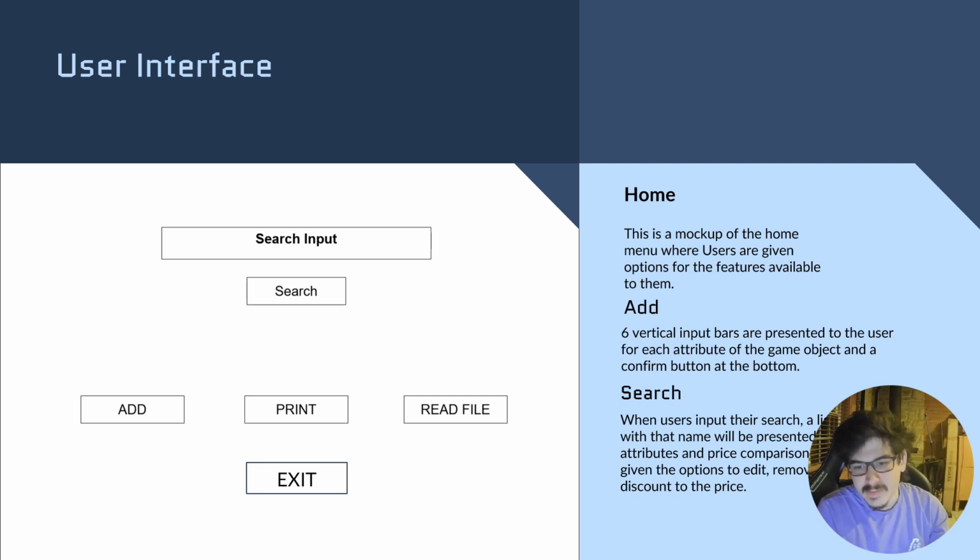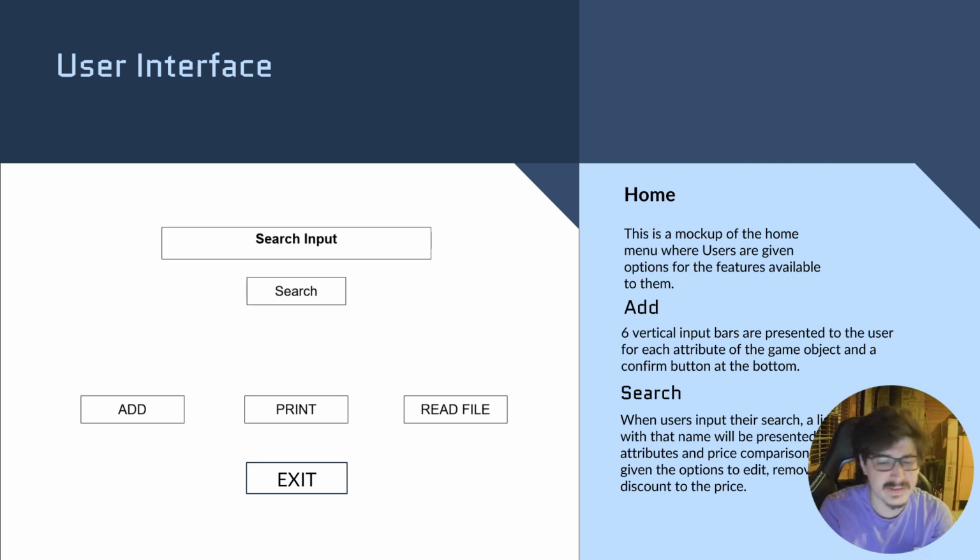So this is a mock-up of what I would like the home menu to look like. I didn't do anything crazy here, just rectangles. We have buttons now for the inputs rather than having to type them in or type in a number. So just going to the add section, that'll bring up multiple input bars that the user can put in the information, and then just press confirm, and that'll add it to the list.